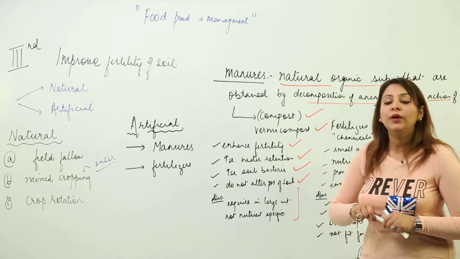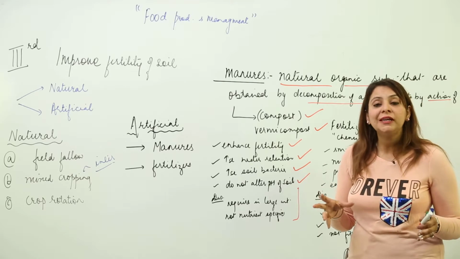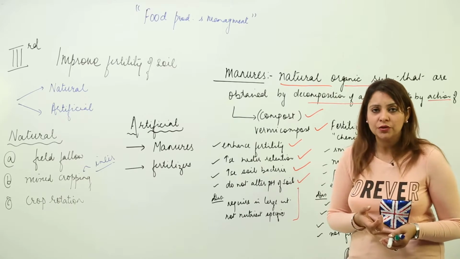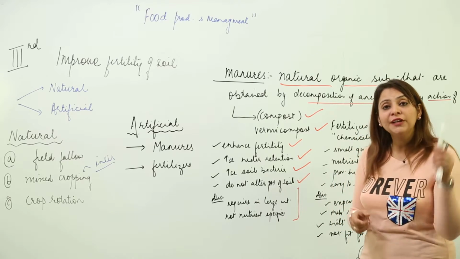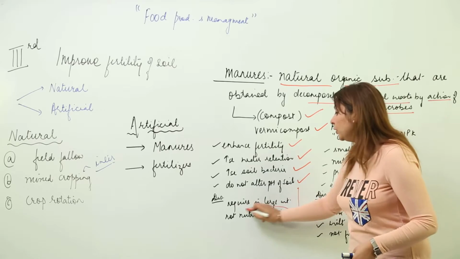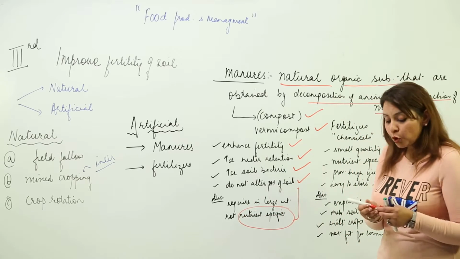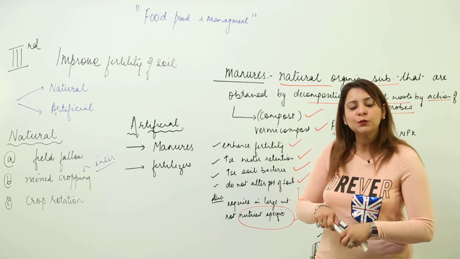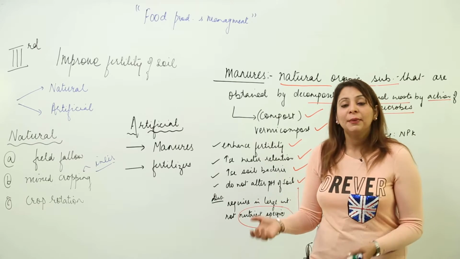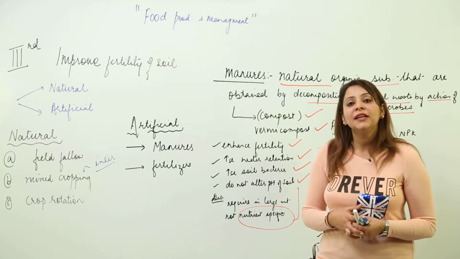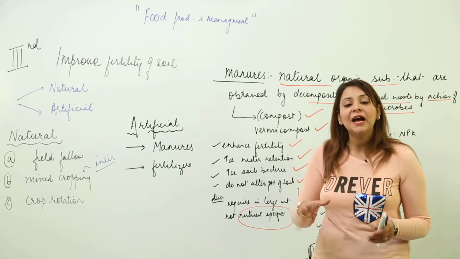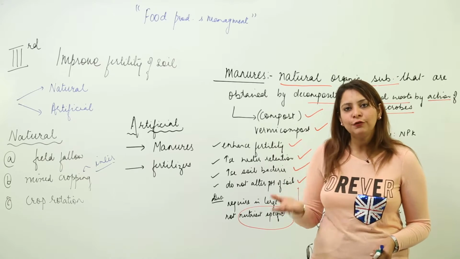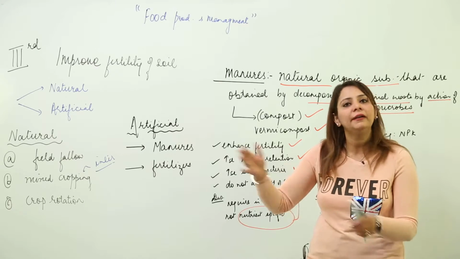They are required in very large amounts, and moreover they are bulky, so there is difficulty in transportation as well. And one major drawback is that they are not nutrient specific. Suppose my soil is lacking in nitrogen, I need a substance which can add nitrogen. But manures are not nutrient specific, they add all nutrients in small amounts. So that means manure can fulfill our need, but not to a great demand.